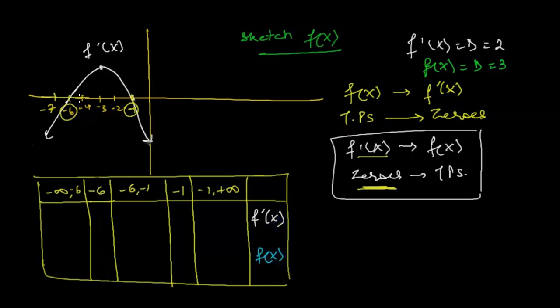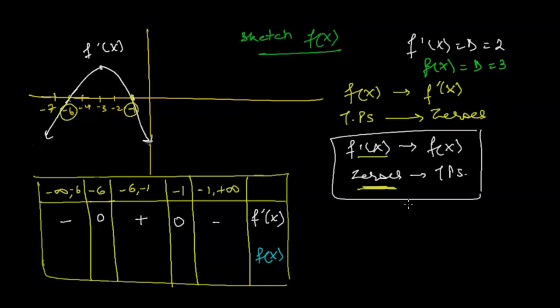We know the derivative is 0 at negative 6 and negative 1. Before negative 6, that is from negative infinity to negative 6, the derivative is negative because it's under the x-axis. In between negative 6 to negative 1, it's all positive, that's above the x-axis. Then from negative 1 to positive infinity, it's again under the x-axis, which is a negative function.